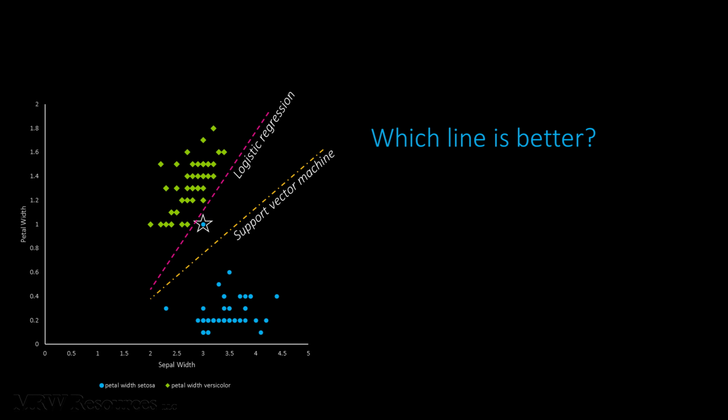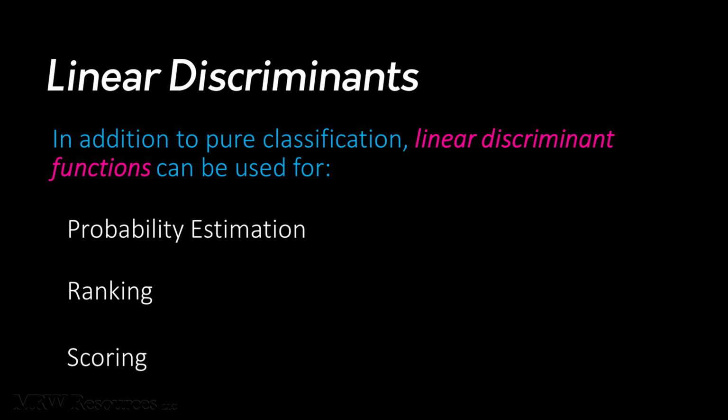Now, sometimes we don't need a straight yes or no, setosa or versicolor prediction. Instead, we're more interested in determining which instances are more or less likely to be in one class or the other. We can estimate the probability of an instance belonging to a class. A decision tree built with the Titanic dataset would provide a good example there. Each node in that decision tree provides an estimate of surviving the voyage.